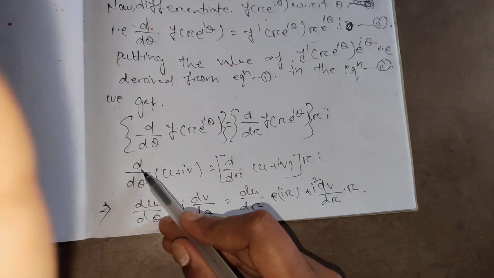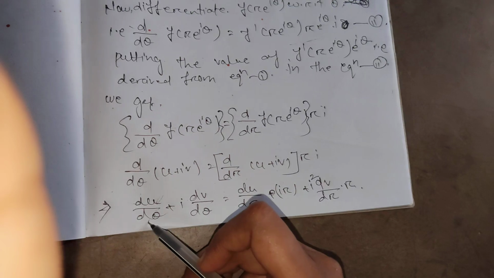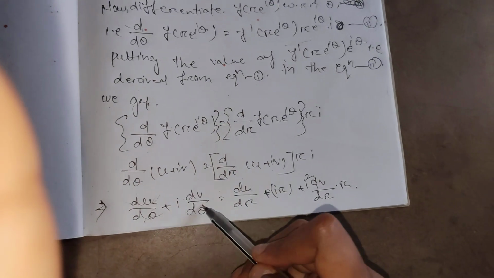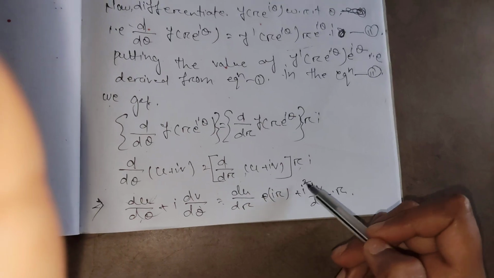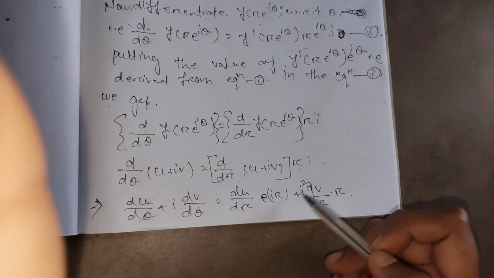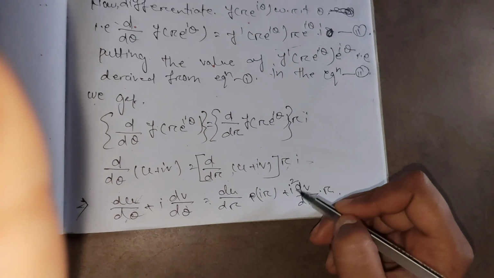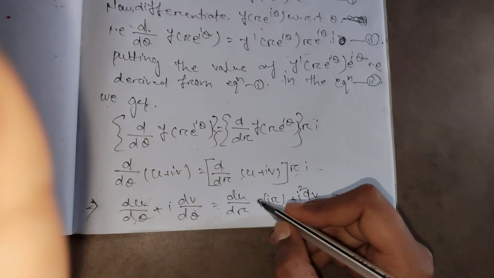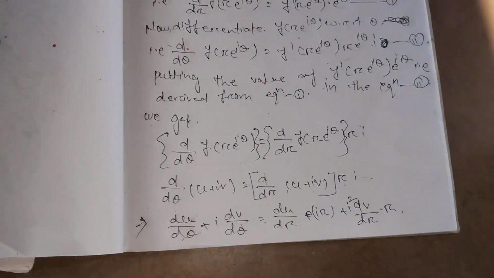Now separate this term. du by d theta plus i dv by d theta is equal to du by dr i r plus i square dv by dr multiplied by r. i square is also replaced by minus 1, that gives us du by dr i r minus dv by dr r.